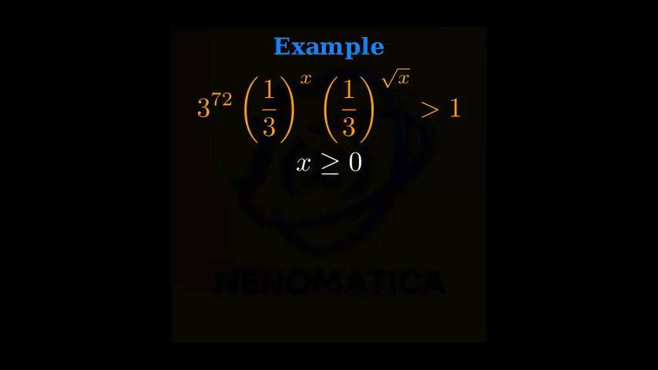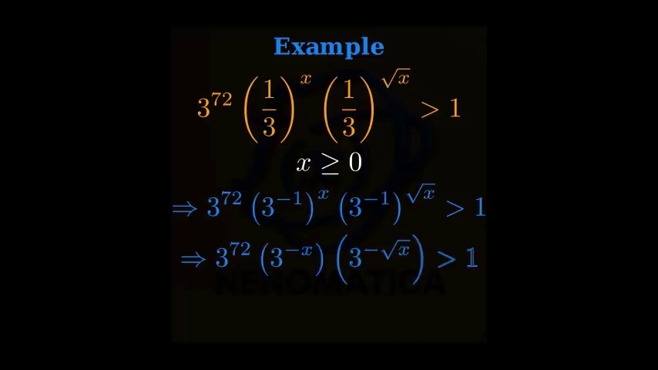Before we start, we should note that x must be greater than or equal to 0 because we have a square root of x in our expression. Now let's rewrite the expression to make it easier to work with. We can rewrite 1/3 as 3 to the power of -1. This gives us 3 to the power of 72 times 3 to the power of -x times 3 to the power of negative square root of x is greater than 1.